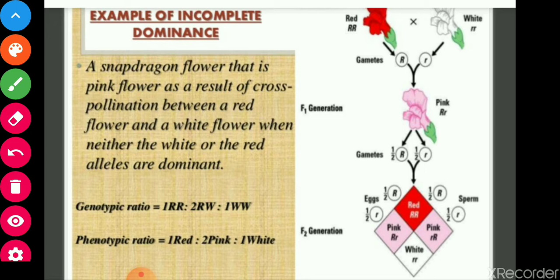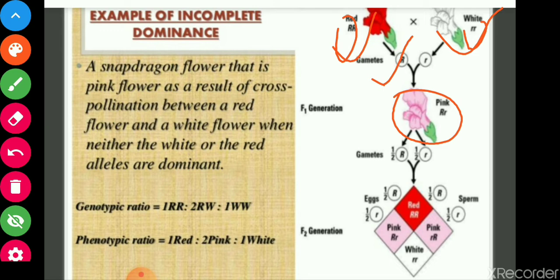Now another example of incomplete dominance is the snapdragon flower, where a red flower is crossed with a white flower, having genotypes capital R and small r. So here, when they are crossed, the F1 generation has pink flowers, neither red nor white. The intermediate characteristic is expressed here, having the genotype capital R and small r.